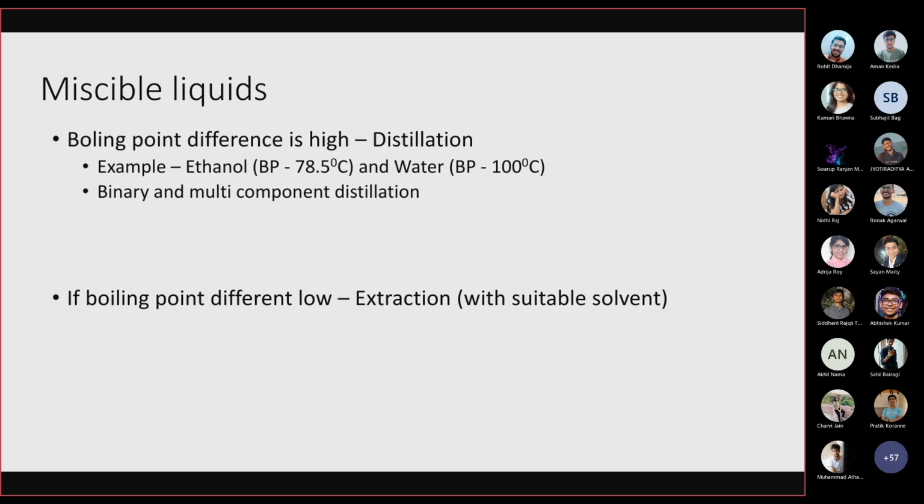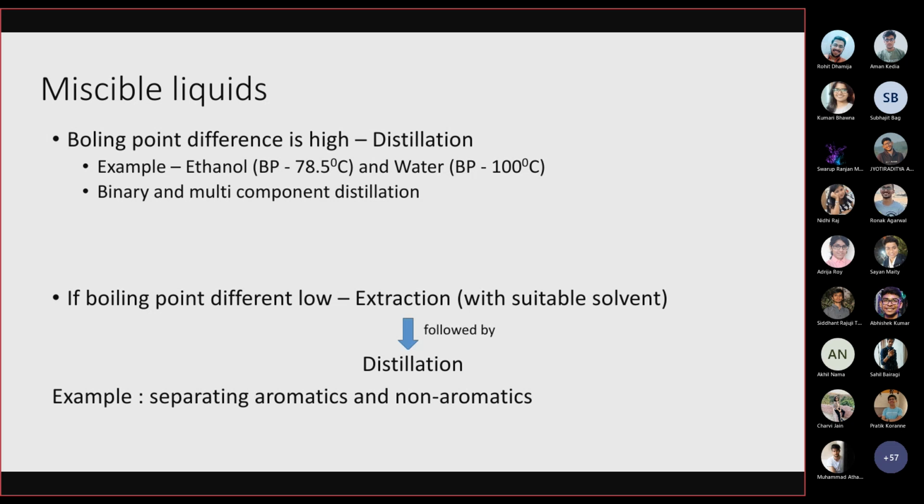If the boiling point difference is low, then we cannot use distillation, because either the number of trays in the distillation column required will be very high, or there's a chance of azeotrope formation. So we will not be able to use distillation, or we can use it, but it won't be economical. Like the example I have given, often extraction should be followed with distillation. Nowadays, we have extractive distillation coming, where extraction and distillation can be done simultaneously. So, both methods can be used.